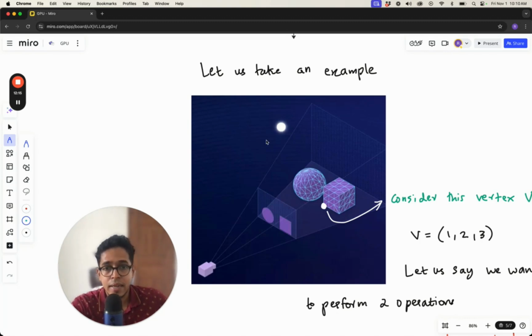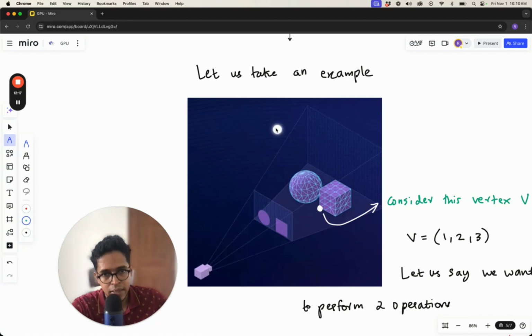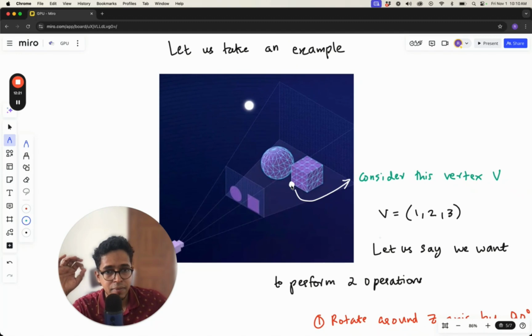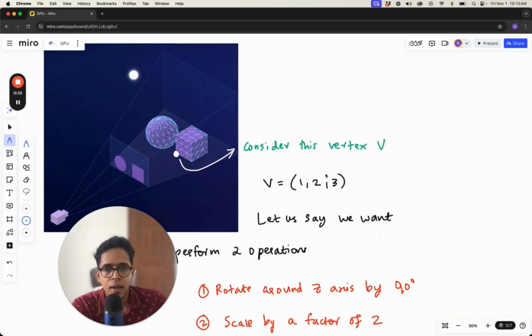Now let's consider, and here is a light source also, this white sun. Now consider just one vertex, this white dot. I have enlarged the size of the dot to make you see it. But just consider this vertex, and you are looking at this vertex in the game scene. Let's say the vertex has XYZ coordinates with respect to the global origin in the scene of 1, 2, 3. So the X coordinate is 1, the Y coordinate is 2, and the Z coordinate is 3.